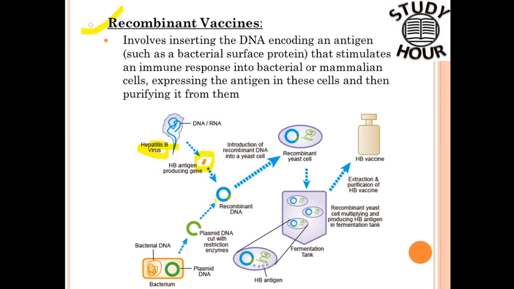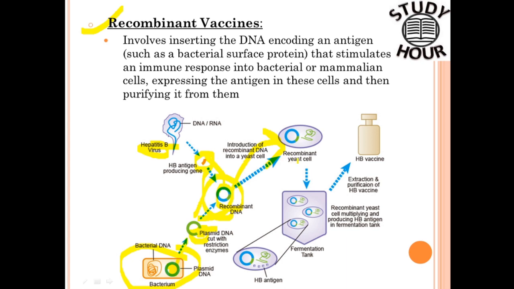Okay, now this part of the gene will be reconstructed into the plasmid that will be isolated from the bacterium. Plasmid is small circular double-stranded DNA, and using the restriction enzyme it is also being cut, and the HB antigen producing gene and the plasmid will be recombined, and this reconstruct is formed, which is recombinant DNA. Okay, now this recombinant DNA will be inserted into some host cell, like yeast cell.